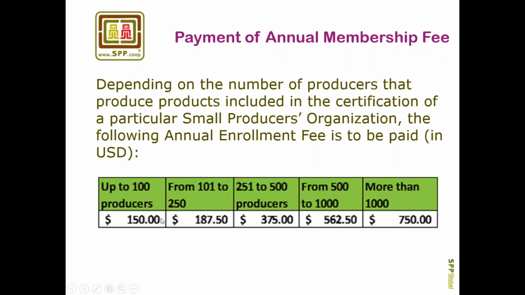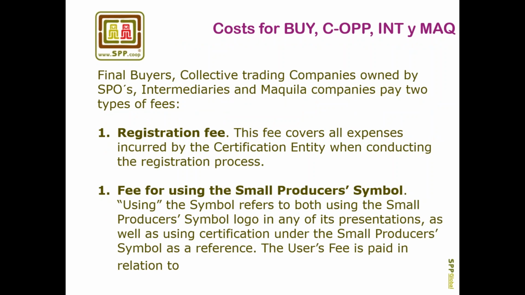Up to 100 producers, 150; more than 1,000, 750. These are the membership fees for small producer organizations that are paid to SPP Global. In the case of companies, you know that companies are final buyers, collective trading companies owned by small producer organizations, intermediaries, and maquila companies.